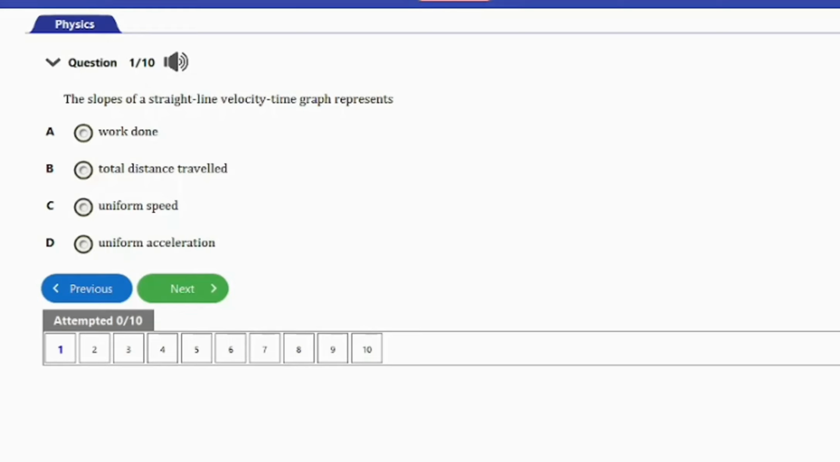It says, the slope of a straight line velocity time graph represents A, work done, B, total distance traveled, C, uniform speed, D, uniform acceleration. So guys, the answer to this question is option D, uniform acceleration. So let's go ahead and consider the next question, guys.